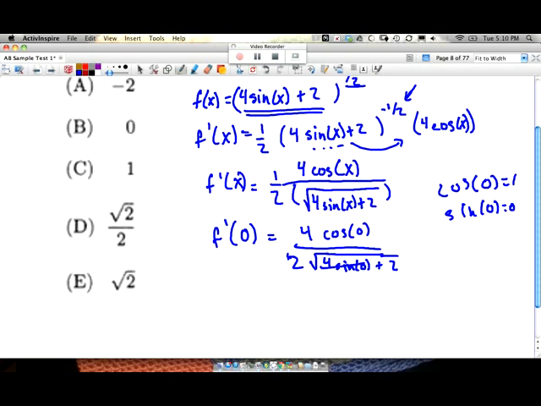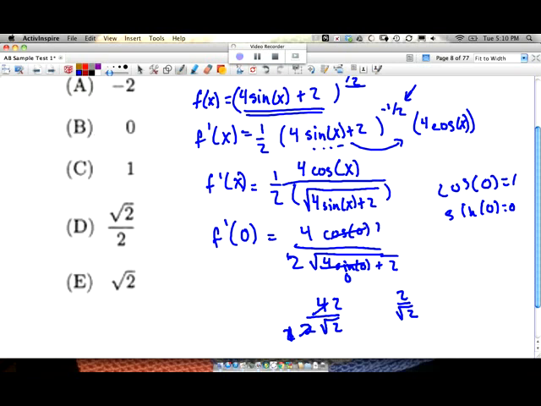So this piece here, that's 0. And that piece here, that's 1. So I'm going to have 4 times 1, or just 4, over 2. Now this is really 0 plus 2, so that's 2 square root 2. Keep going further with this. Let's say we simplify the 2 and the 4. That'd be a 1 down here and a 2 up here. So I'd have 2 over square root 2.